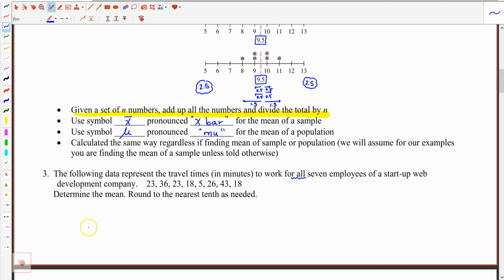So to find the mean, which in this case is going to be notated with the mu, we add up all these numbers: 23 plus 36 plus, and so on through these last values, and then we divide by how many there are. So there's 1, 2, 3, 4, 5, 6, 7, 8 values. Adding all these numbers up, we get 192. So 192 divided by 8. In this case, this divides nicely, so I'm not going to need the rounding rule. The mean of this data set is 24, and the units on my answer would be minutes.